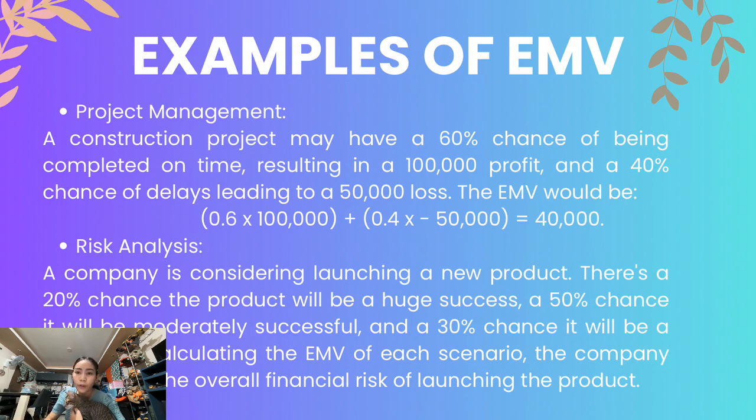Another example is for risk analysis. A company is considering launching a new product. There's a 20% chance that the product will be a huge success, a 50% chance it will be moderately successful, and a 30% chance it will be a failure. By calculating the EMV of each scenario, the company can assess the overall financial risk of launching the product.